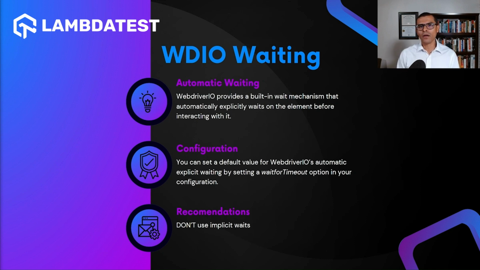And what you should know about implicit waits is that it applies a global wait for all elements for any WebdriverIO action. So instead of using that, what we need to use is explicit waits so that we can have waits at a specific point. For example, when you're trying to wait for an element to exist on a page or for an element to be visible. And that's why WebdriverIO has this value set to 0 by default. They don't want you to use implicit waits. Instead, they want you to use explicit waits.